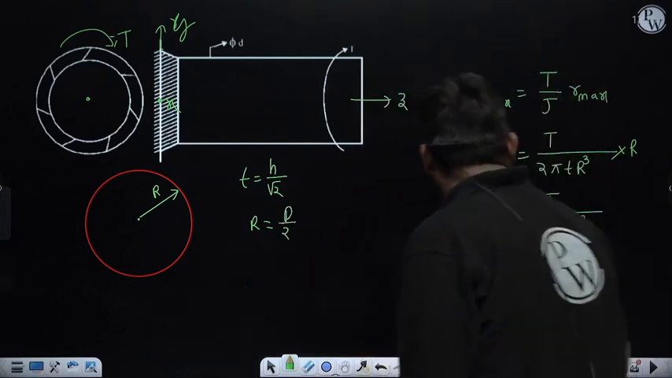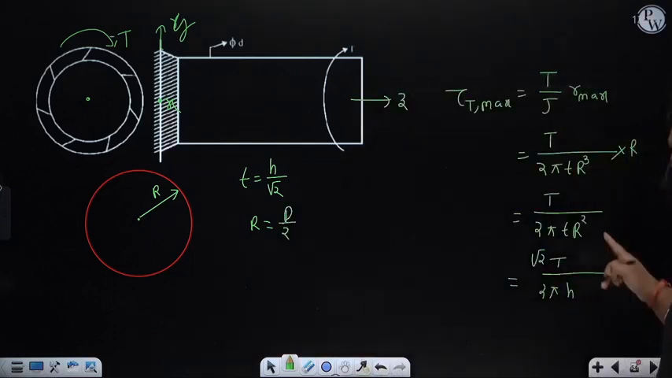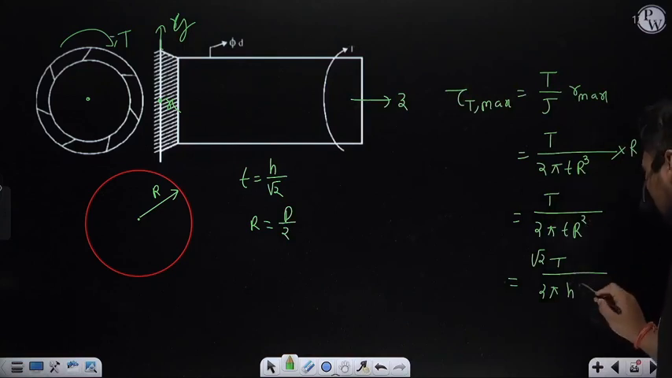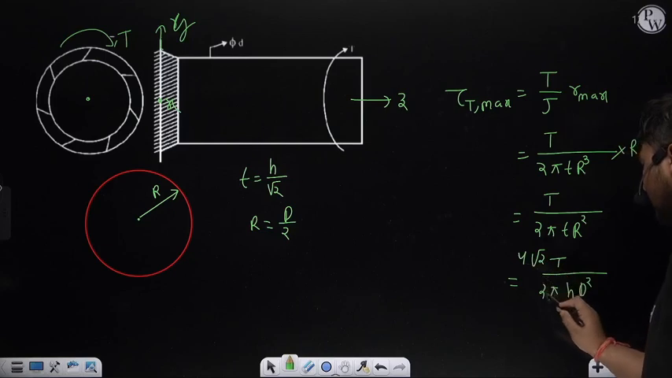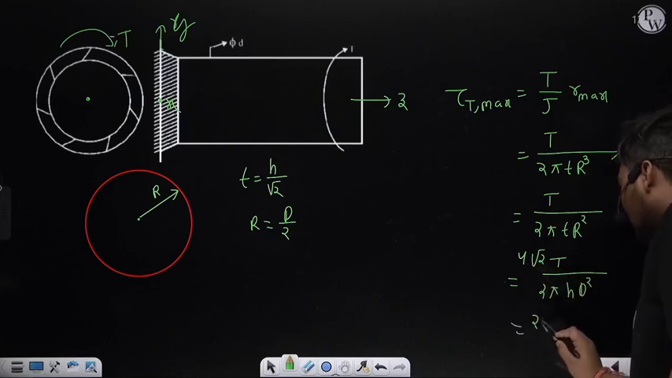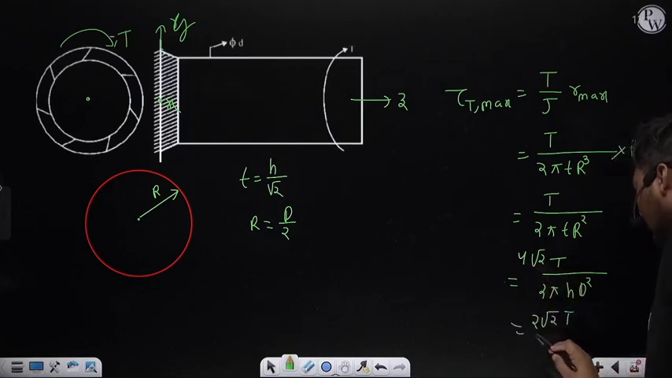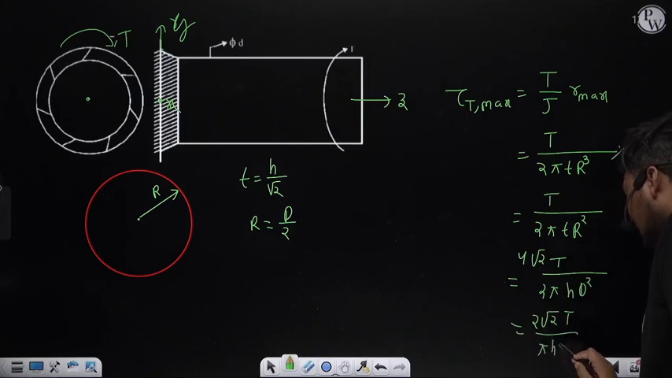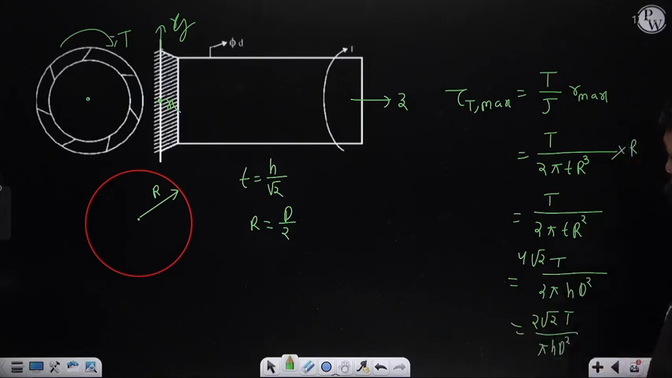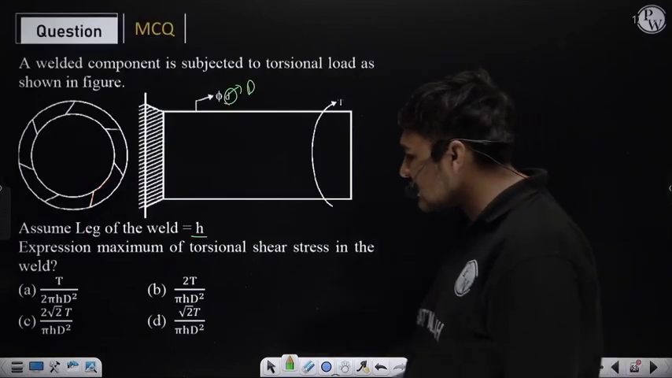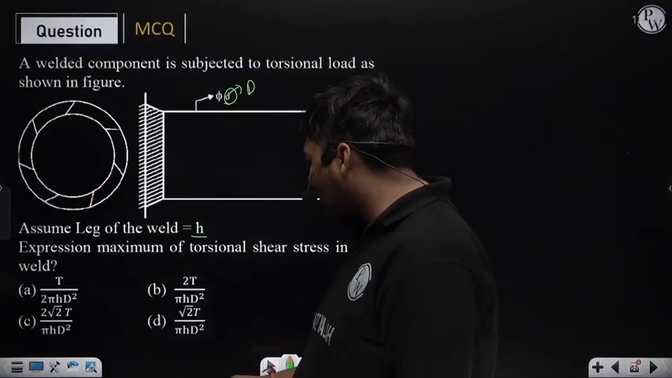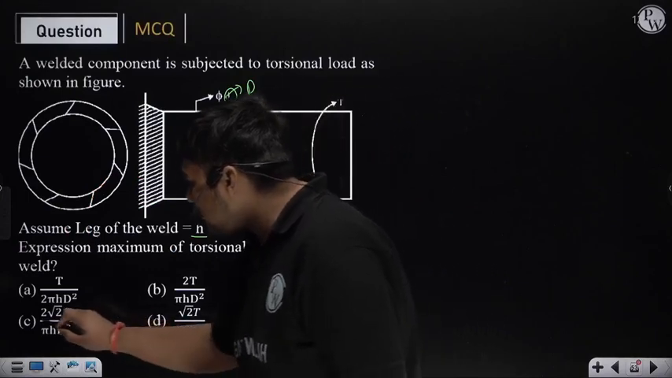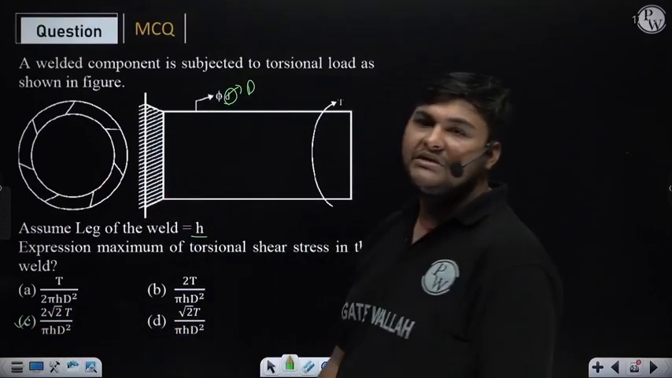So here we can replace R square, with R as D by 2, so it will be D square by 4. The 4 will come to the upper side. Now 4 divided by 2 is 2. So this formula comes to 2 root 2 T upon pi h D square. So the maximum torsion shear stress for this case is 2 root 2 T upon pi h D square. Which option is correct? Option C.